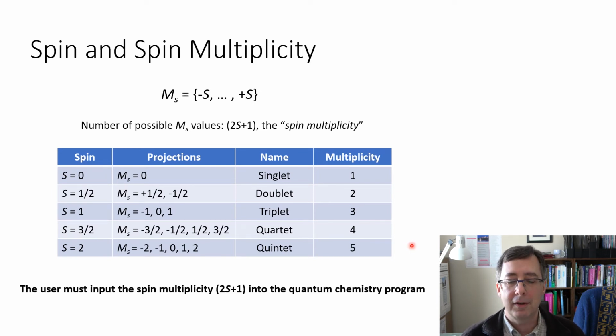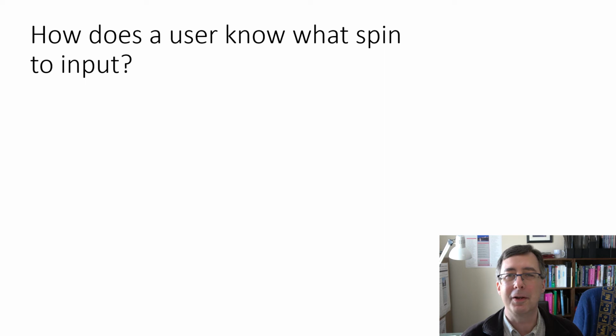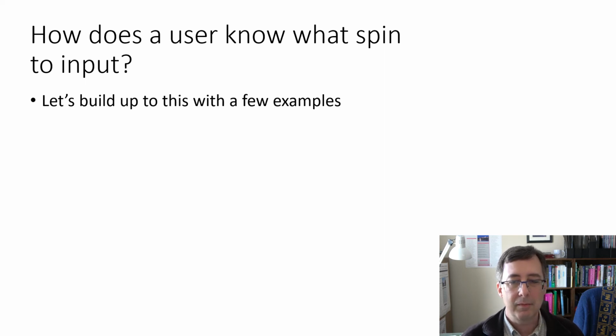The reason I want to stop and stress this slide is because this number, the spin multiplicity, is what the user must enter into a quantum chemistry program when you want to run a quantum chemistry calculation. And the program doesn't know what to put, so the user has to put it. And so that's why we have to know a little bit about spin. So how does the user know what to put into the program if it is this important? Well, let's do a few examples, okay?